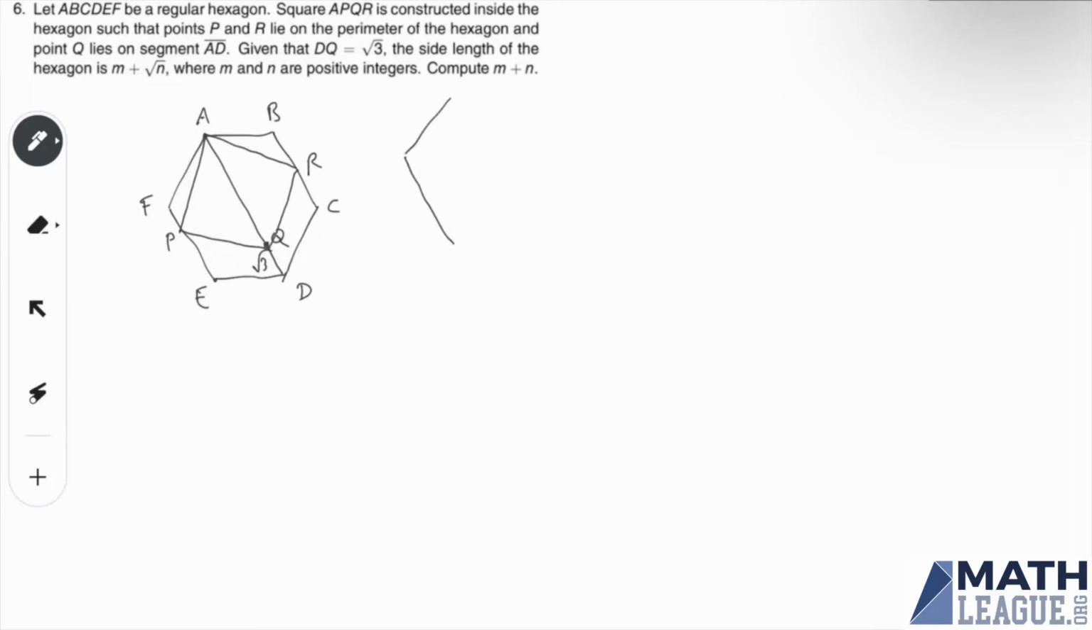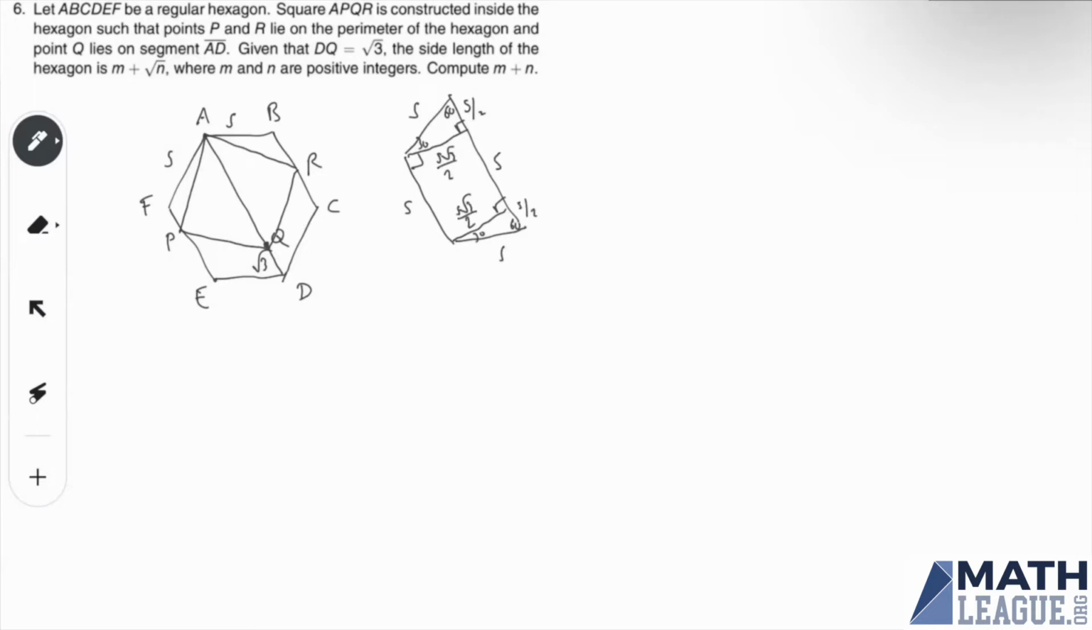of AD first in terms of S, where S is the side length of the hexagon. See that if each side length is S here, then if we drop down some altitudes, we see that we form two 30, 60, 90 triangles. 60, 30, here's a right angle, and here's 60 and 30 as well. We see that by 30, 60, 90 triangle ratios, this is S root 3 over 2, this is S over 2, and similarly, this is S root 3 over 2.